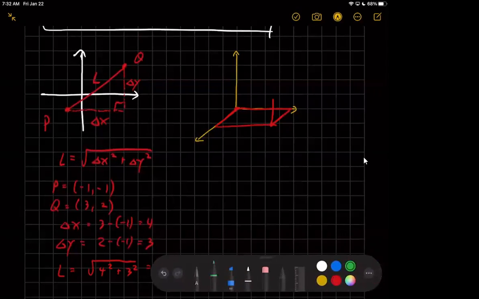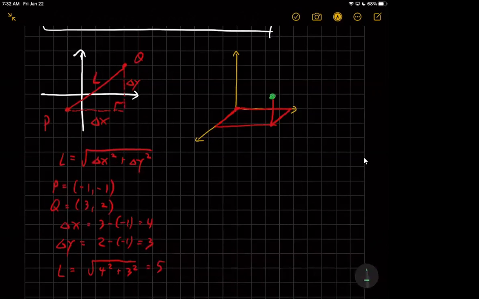Let me put the point boldly in green, okay? So there's our point. So we could go over a certain distance, let's call this delta X. We started at the origin, but if we had started somewhere besides the origin, we would go a delta X, a delta Y, and then we would go a delta Z to get up here, okay?